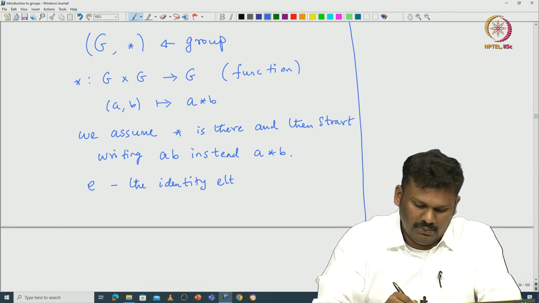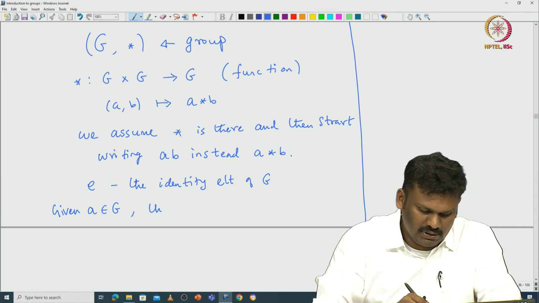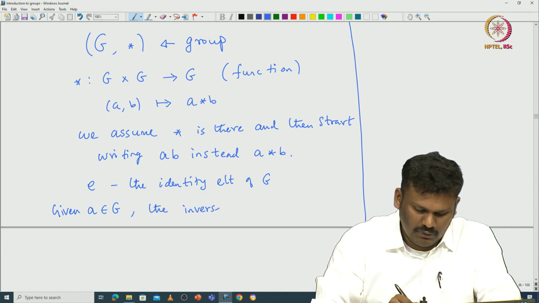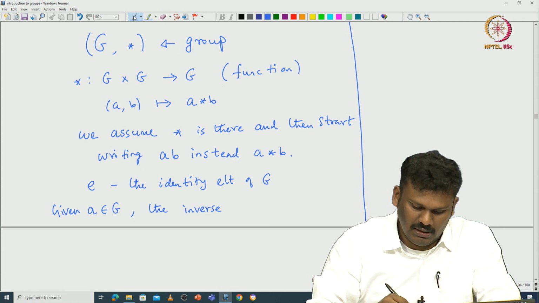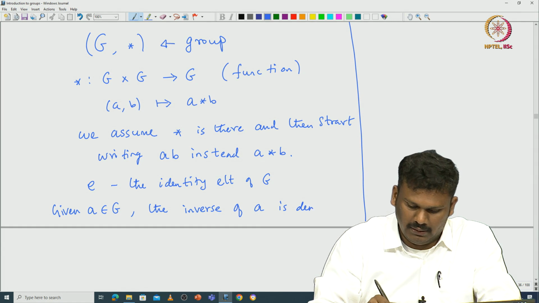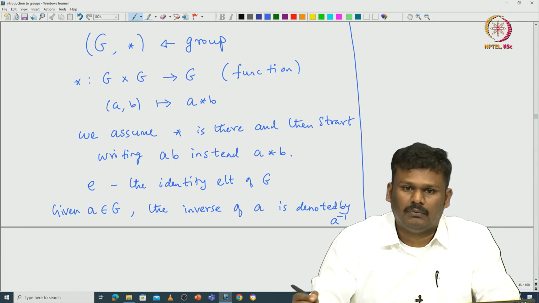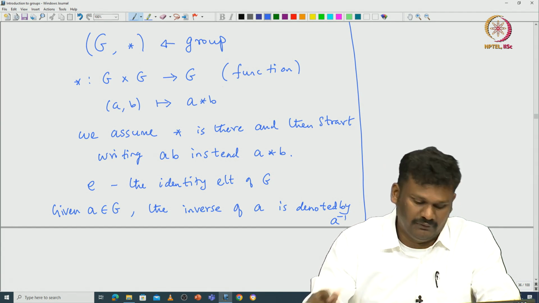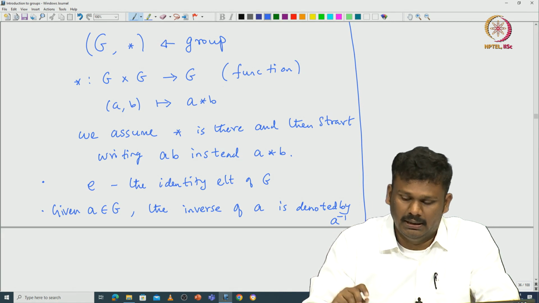In this lecture I will prove it is unique, but anyway it is not that hard an exercise. So this is the identity element of G, and given A in G, the inverse of A. I also told you that the inverse of any element is also unique. So the inverse of A is denoted by A inverse, okay. So these are all the standard notation that we use. So this one and this one, okay.